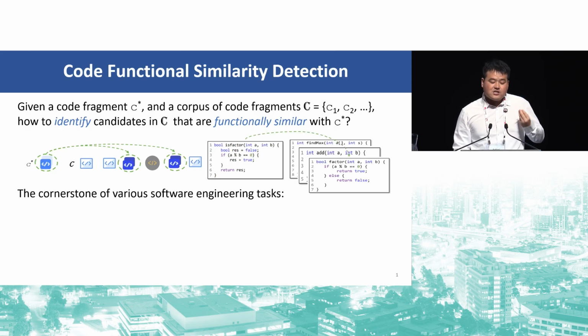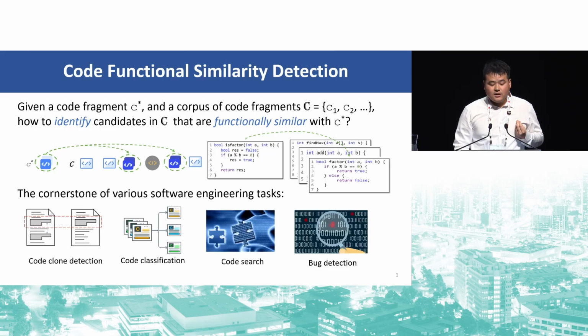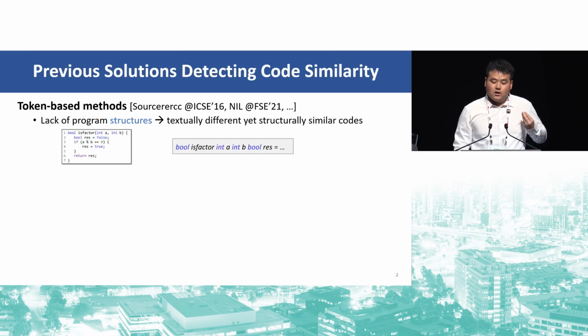We know code functional similarity detection is a cornerstone of various software engineering tasks, such as code clone detection, code classification, code search, and bug detection. So how does previous work detect similar code? According to the code representations, we categorize them into 3 classes. First is token-based methods. This kind of method treats source code as a token sequence. However, the token sequence lacks program structure, so it is hard to detect textually different but structurally similar code.